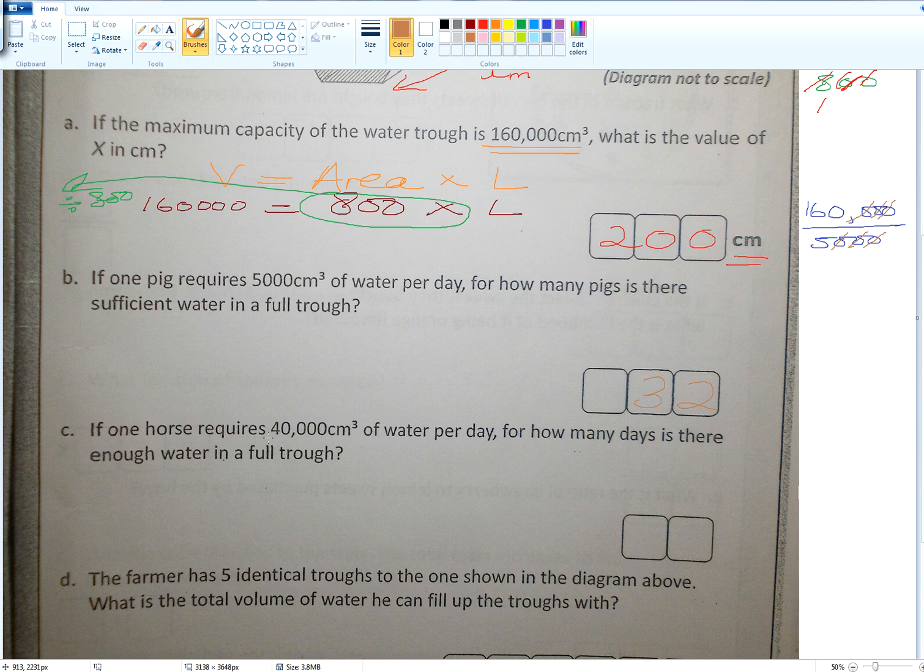If one horse requires 40,000 centimeters cubed of water per day, for how many days is there enough water in a full trough? For how many days now? So what would, okay, Mr. Bilal thinks it's easy, can you go through the calculation with us? What do we do? Basically, 160,000 divided, and then divide that by 40,000.